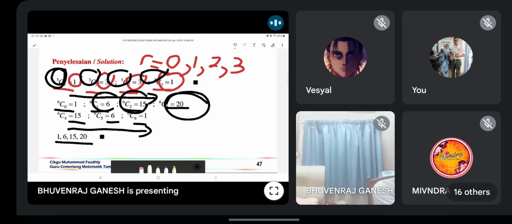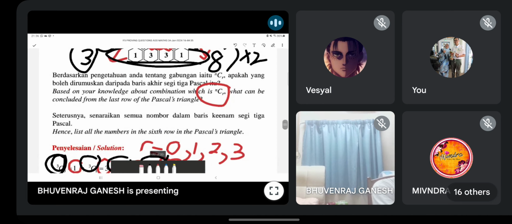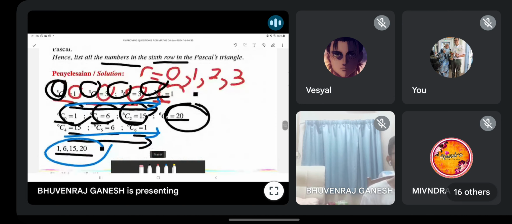You just see the pattern that 1 to 6 to 15, 15 to 6 to 1. So basically, what the question asks you here is, mereka nak kamu jangkakan what is the sixth row. So sixth row, guys, if you understand the concept, just now I say you have to substitute any 6 on top because baris ke-6, sixth row. Same thing with baris ketiga, third row.